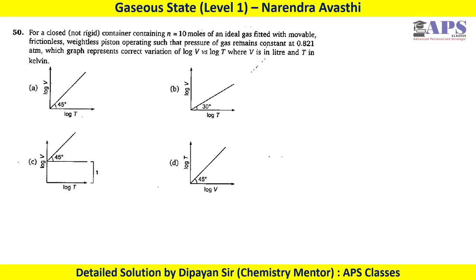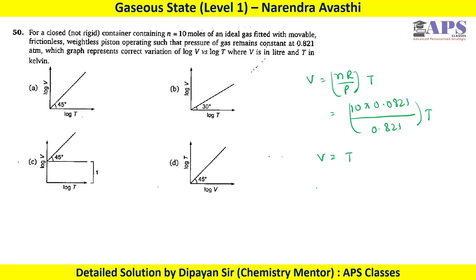In question number 50, we can write V equal to nR divided by P multiplied by T. Number of moles is 10, R is 0.0821, divided by pressure, which is 0.821, multiplied by T. So V equals T.